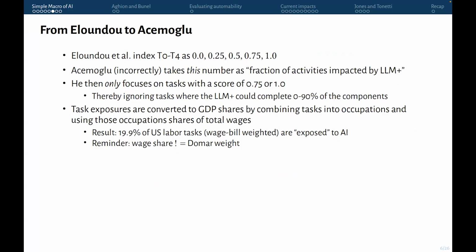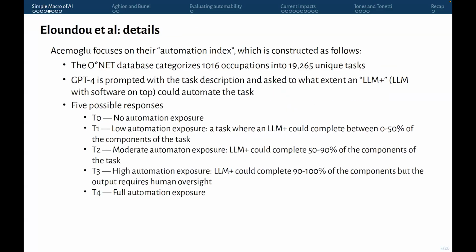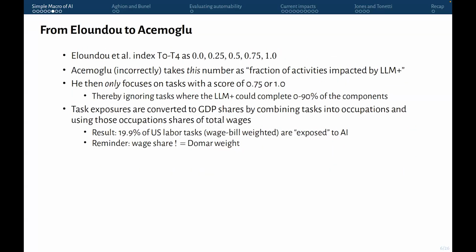I don't know if this was just an oversight on Acemoglu's part, but he takes those decimals as the fraction of activities impacted by LLM plus, but that's wrong. Like 0.75 on the T3, this is 90 to 100% of the components being able to be automated. So there's already this slight discrepancy being introduced. Same for T2 being 50 to 90%, but being coded as 0.5.